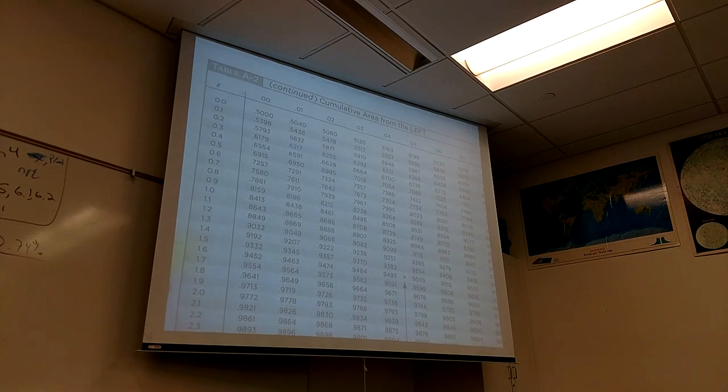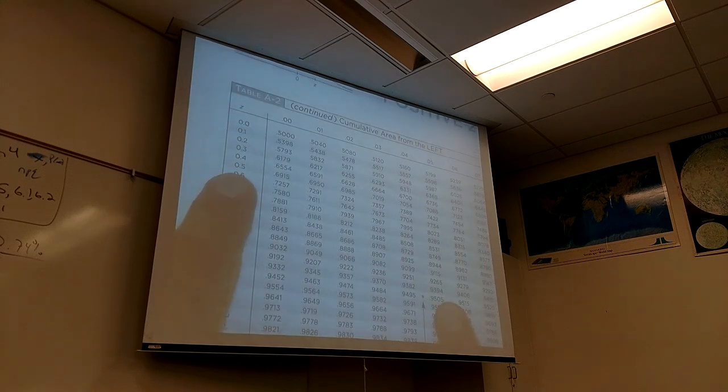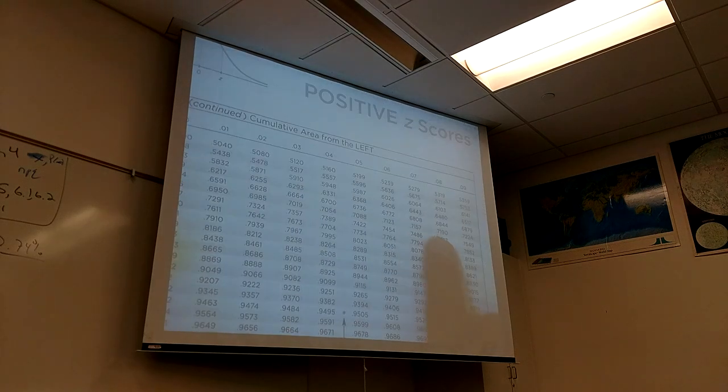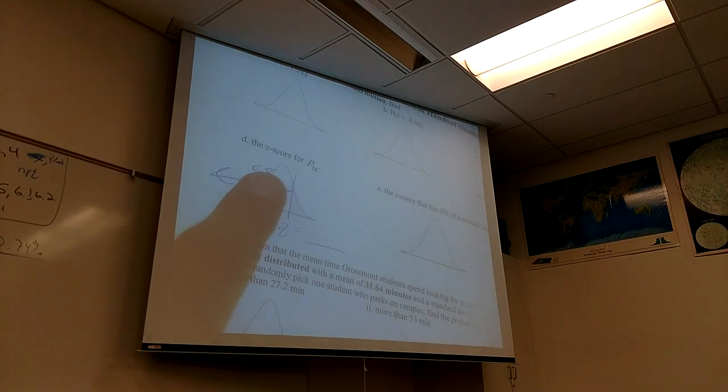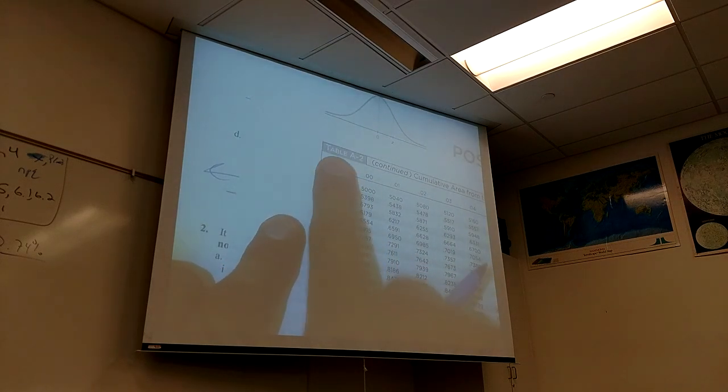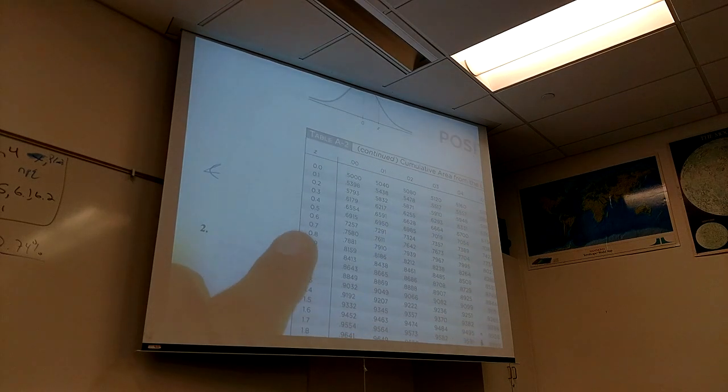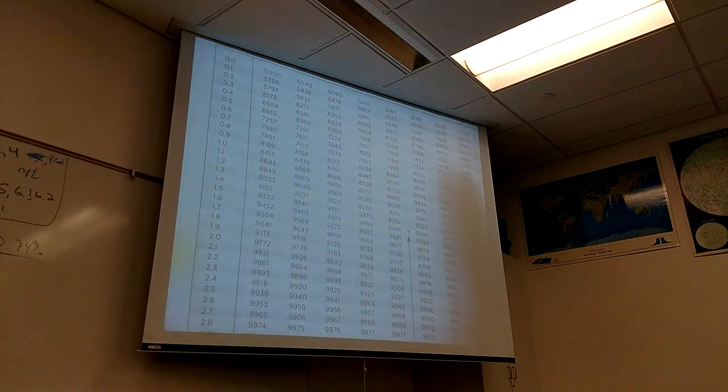Where are the areas? In here, right? Don't look up 0.58 and think that means anything. I don't know what the z-score is, so don't look up 0.58. It doesn't make any sense. I have to know what the z-score is to look here. So what's the closest you can get to 0.58 in here?